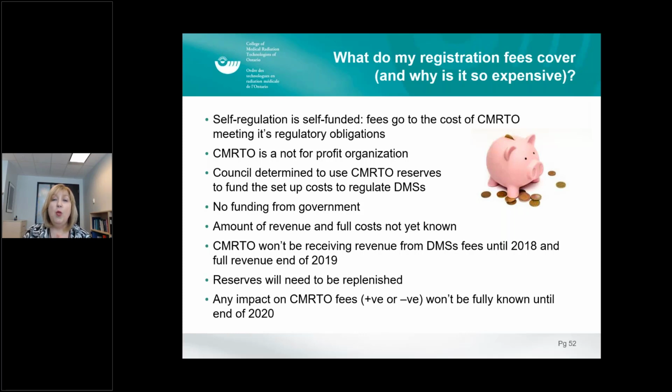Our council has approved the use of CMRTO's current reserves, which have been paid for by CMRTO members, or MRTs. And so those reserves will need to be replenished. And so a common question is, will there be any impact on the CMRTO fees? We don't know yet. We won't know until the end of 2020 when we know how many members we have and what our costs are. Then we'll be able to know if there will be any change in the fees.